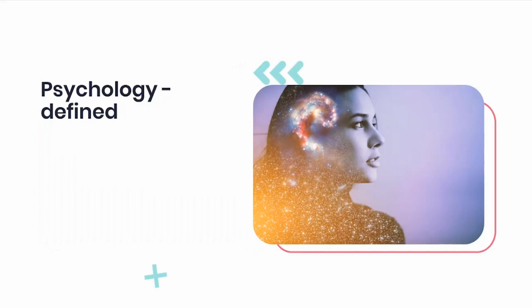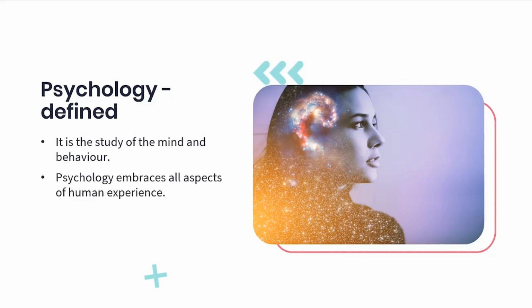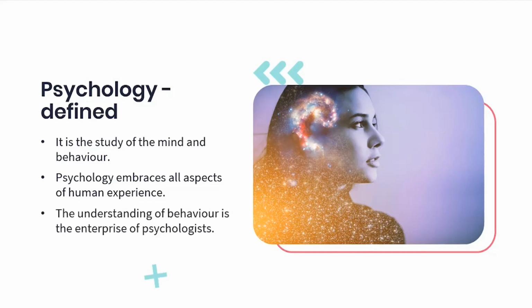How is psychology defined? Well, according to the American Psychological Association, psychology is defined as the study of the mind and behavior. The discipline of psychology embraces all aspects of human experience, from the functions of the brain to the actions of nations, from child development to caring for the aged, in every conceivable setting from scientific research centers to mental health care services. The understanding of behavior is the enterprise of psychologists.